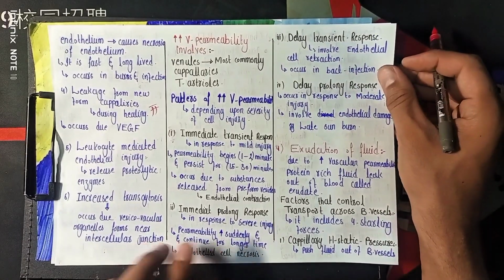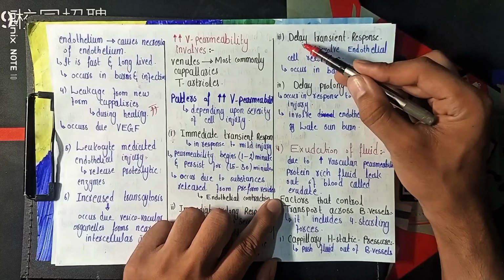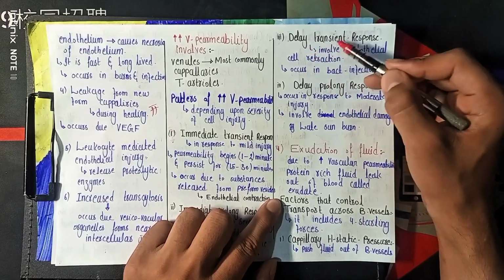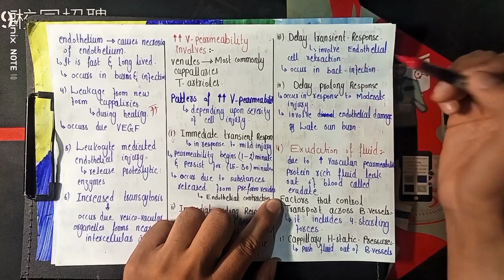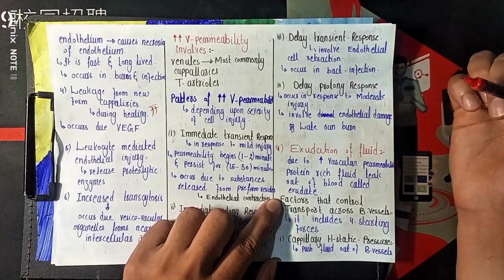Third is the delayed transient response. Delayed means that the permeability increases slowly, but transient means that it remains for a shorter time. It involves endothelial cell retraction and occurs in bacterial infection.